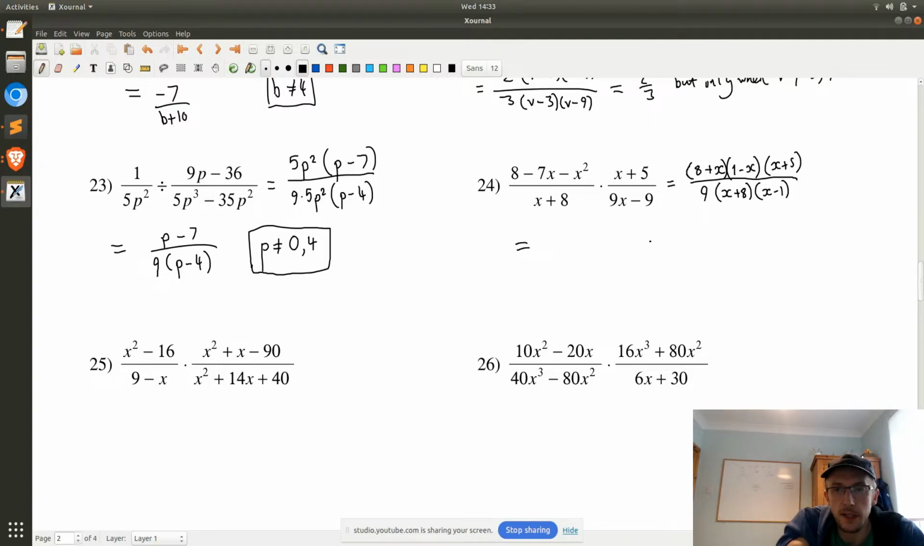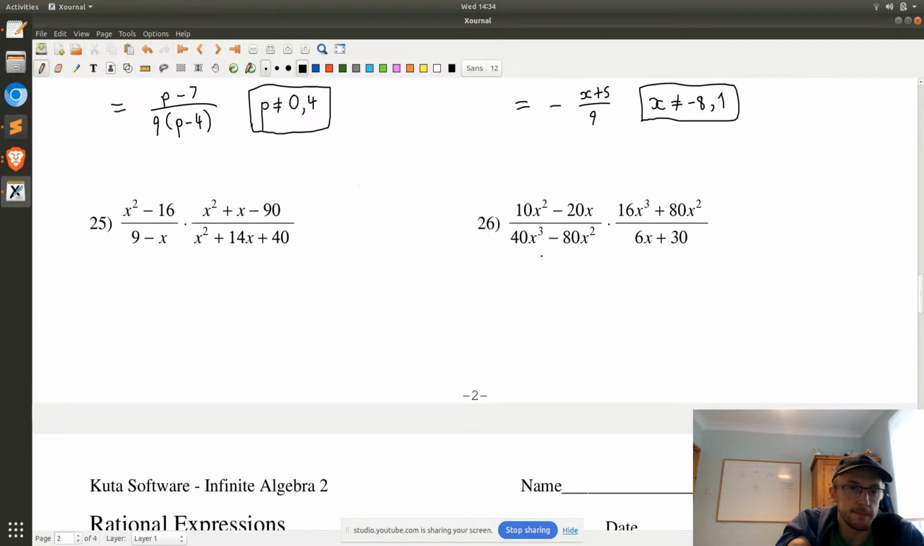Now, before we simplify, we will say who is excluded. X may not be -8, and it may not be 1. Now simplify. Okay, so those cancel. That turns into its negative self. And so we have negative of x at 5 all over 9. Valid.